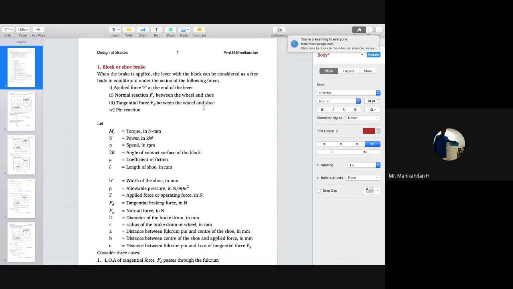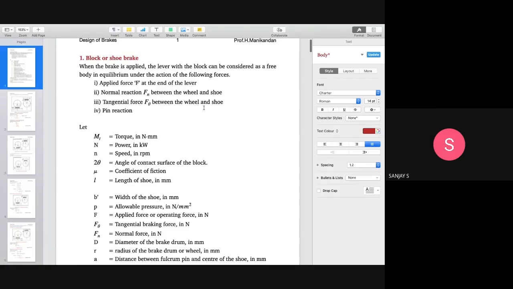Yes, can you see the document? Yes, sir. Fine.